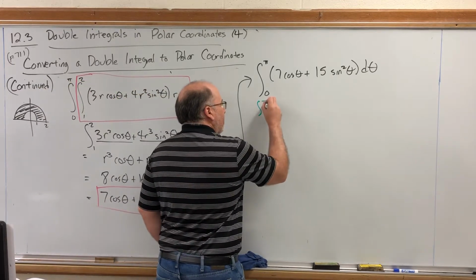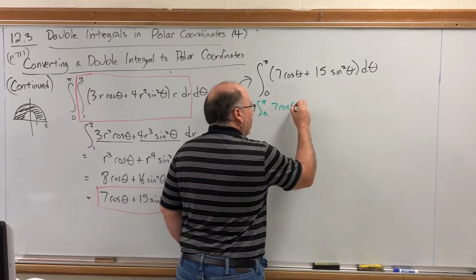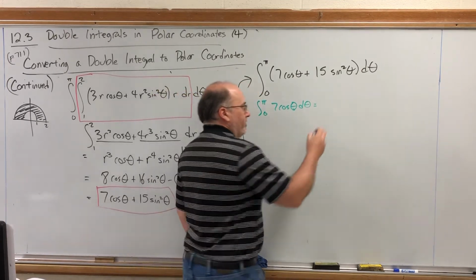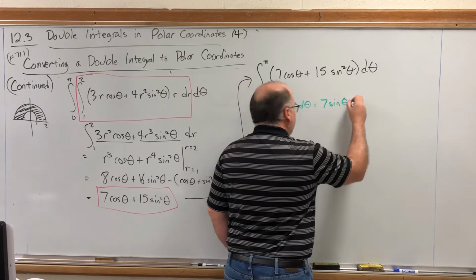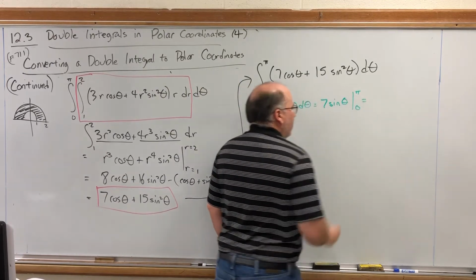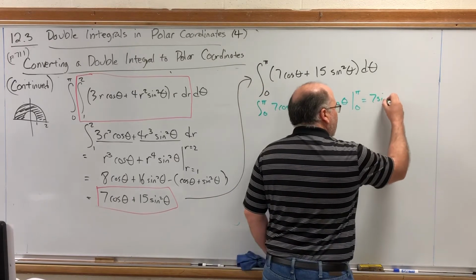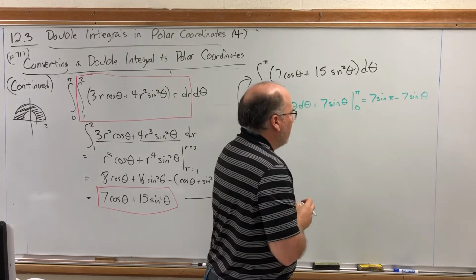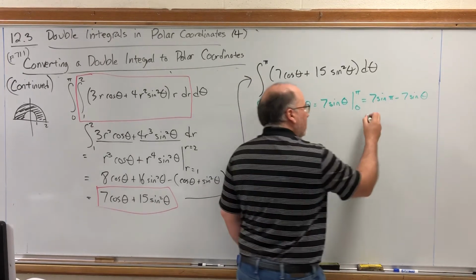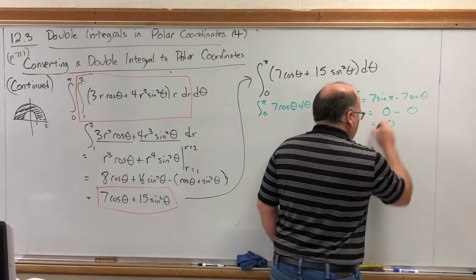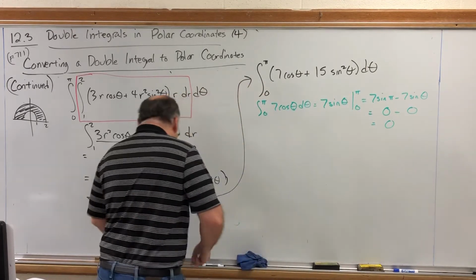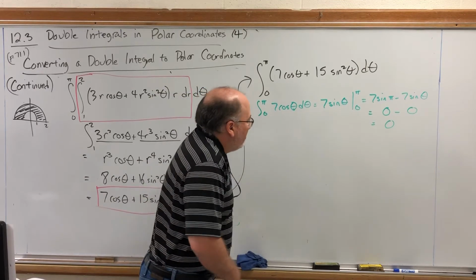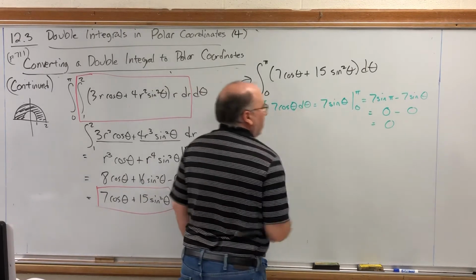The integral from 0 to pi of 7 cosine theta d theta. The antiderivative of cosine is sine, so 7 sine theta from 0 to pi. So 7 sine of pi minus 7 sine of 0. Well, both of those are equal to 0. Well, that was uneventful. All right, so that part finishes. Now we just have to integrate the second part.